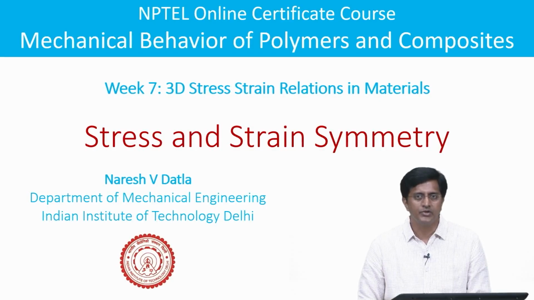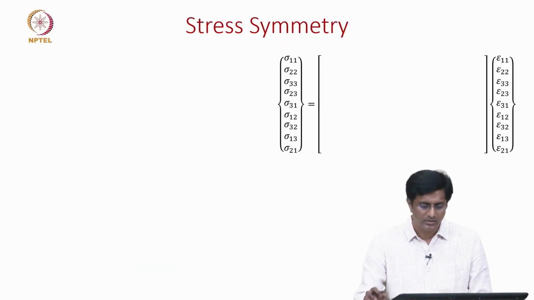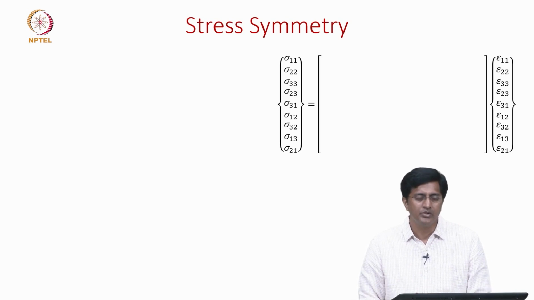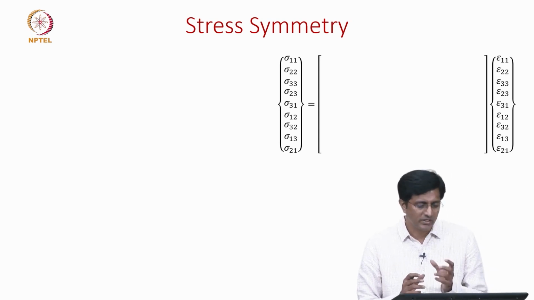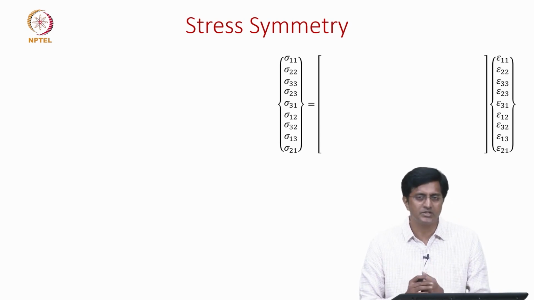Hello, in this video we will be looking at how to use the stress and strain symmetry to reduce the number of elastic constants we need to consider for the relations of stress and strain. As you recall from the previous video, we showed for an anisotropic material to relate the 9 components of stress with the 9 components of the strain, we need 81 independent elastic constants. But now we will see that if we consider stress symmetry, we can reduce this number of independent constants.